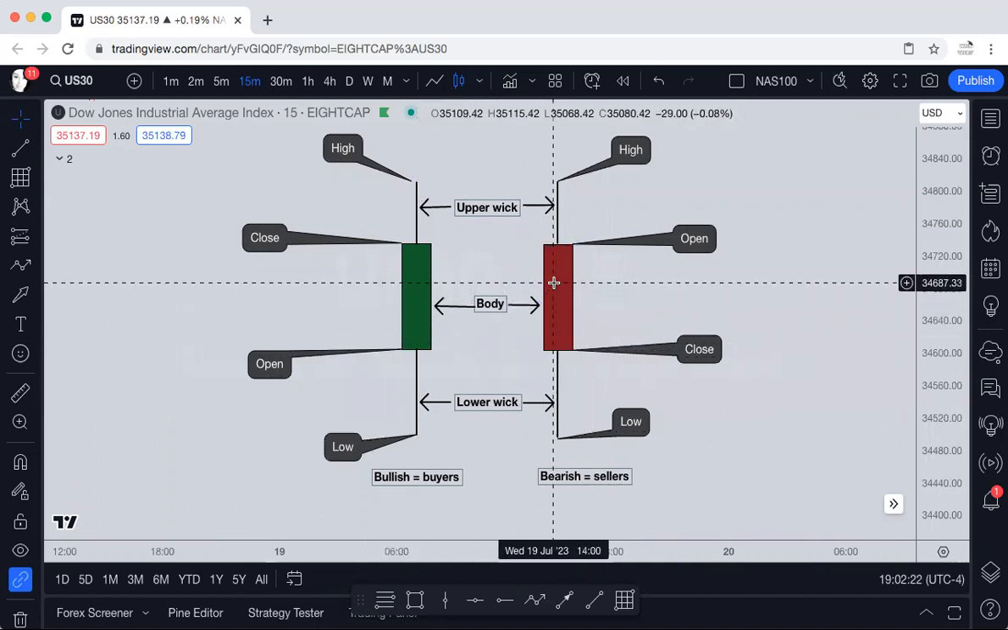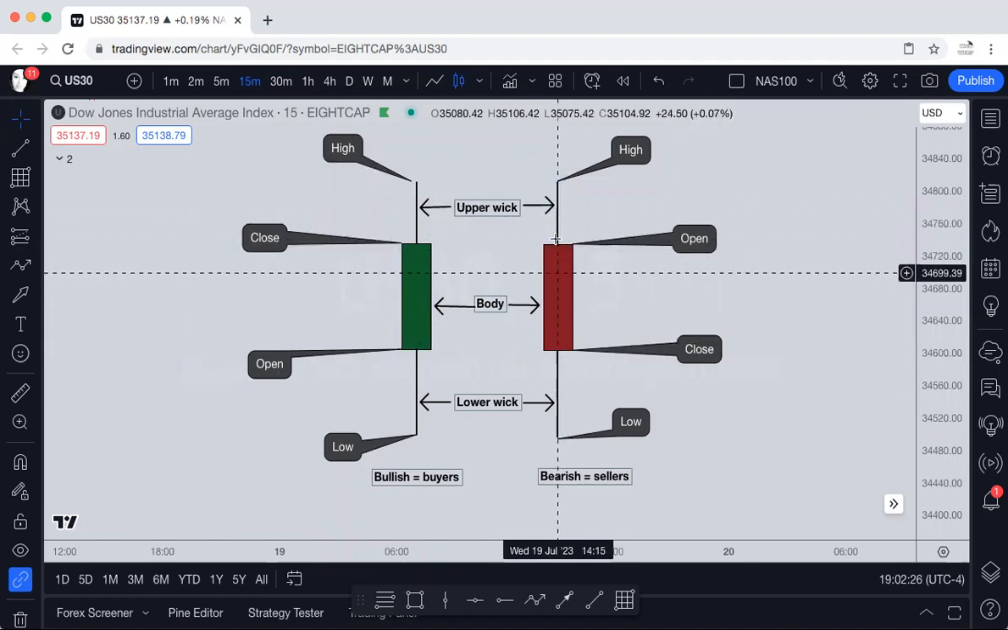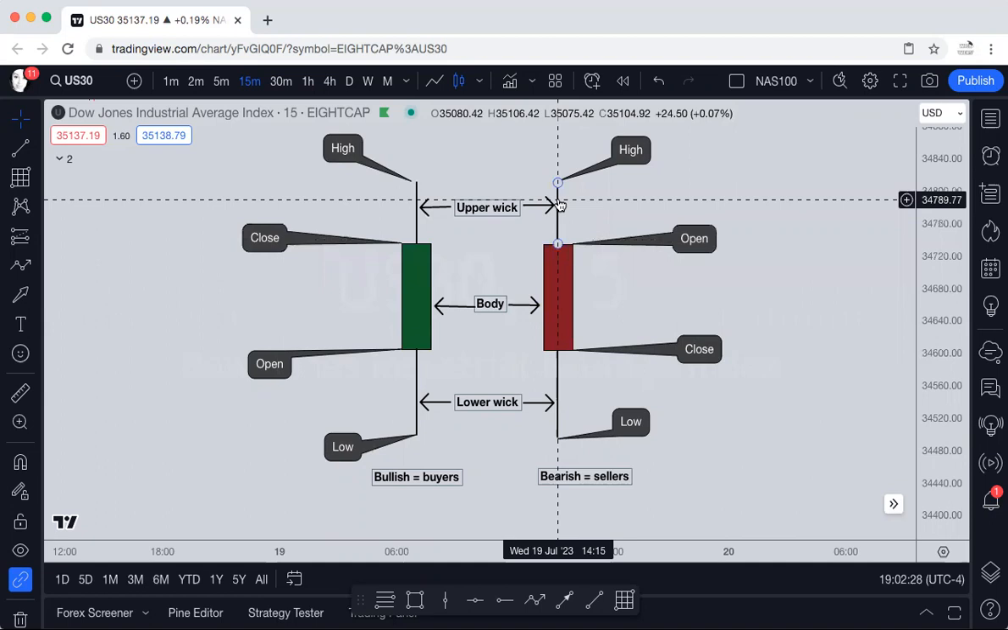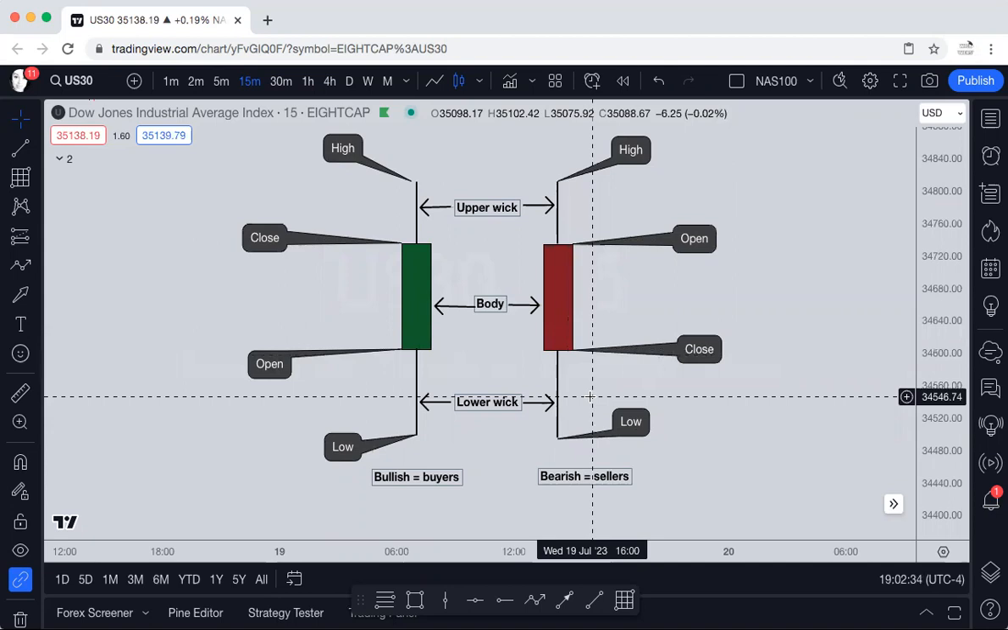Same thing for the bearish candle, guys. The bearish candle has this line on top. It is called your wick or upper wick. And it also has a line underneath it, which is a lower wick. All right. So they'll most likely be present or they won't be. It just depends on that particular candle.